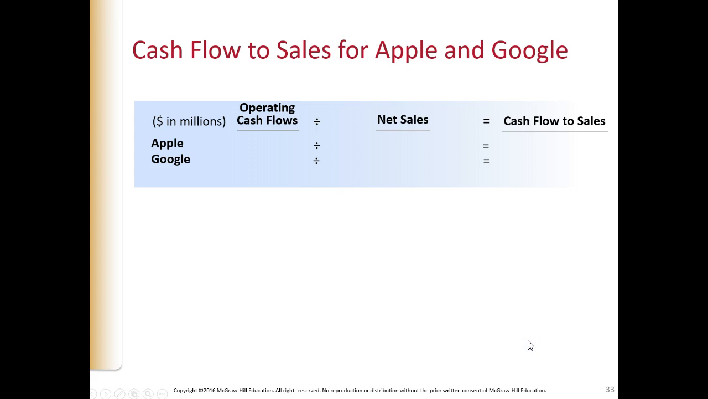Cash flow to sales for Apple and Google. Divide operating cash flows by the sales it had. So for Google, it's 22 divided by 66, 33.9%. So it's doing a little bit better than Apple in generating cash flow from sales. But this just lets you evaluate companies and how well they are generating operating cash flows compared to the amount of sales that they have.